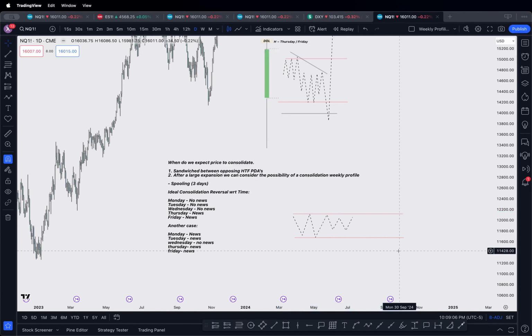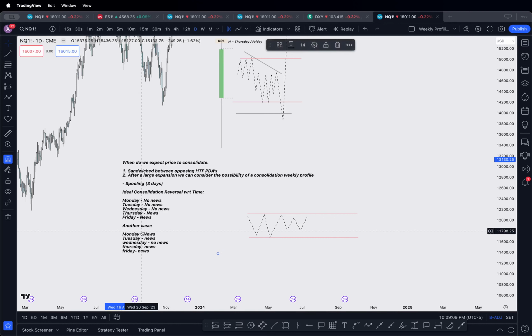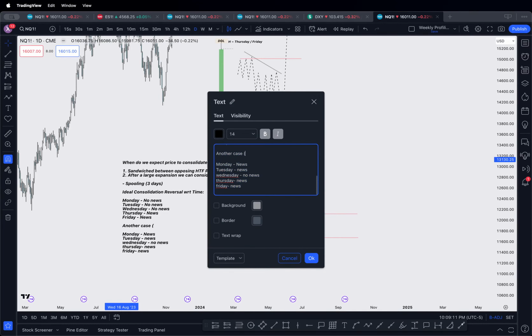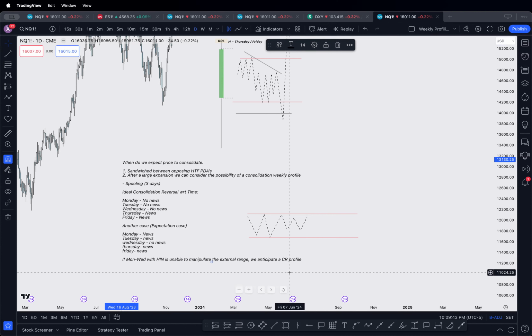So what we can say now is that a condition for ourselves is this is an expectation case. So again, all we're trying to do is predict price. People who say react are always going to be one step behind those who actually can predict. So let's write down in our notes all together. If Monday through Wednesday with high impact news is unable to manipulate the external range, we anticipate a consolidation reversal profile. Make sense?